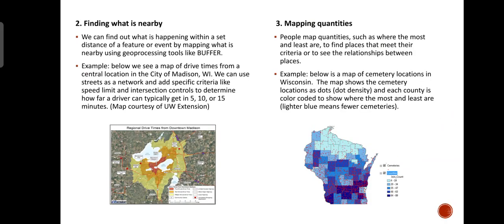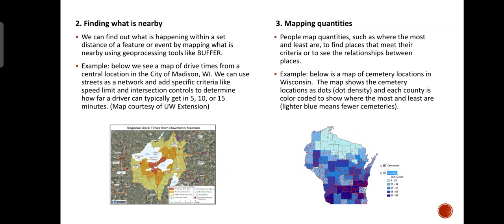Second one, finding what is nearby. We can find out what is happening within a set distance of a feature, or even by mapping what is nearby using geoprocessing tools like buffer. The example shows the drive times from a central location in the city of Madison.